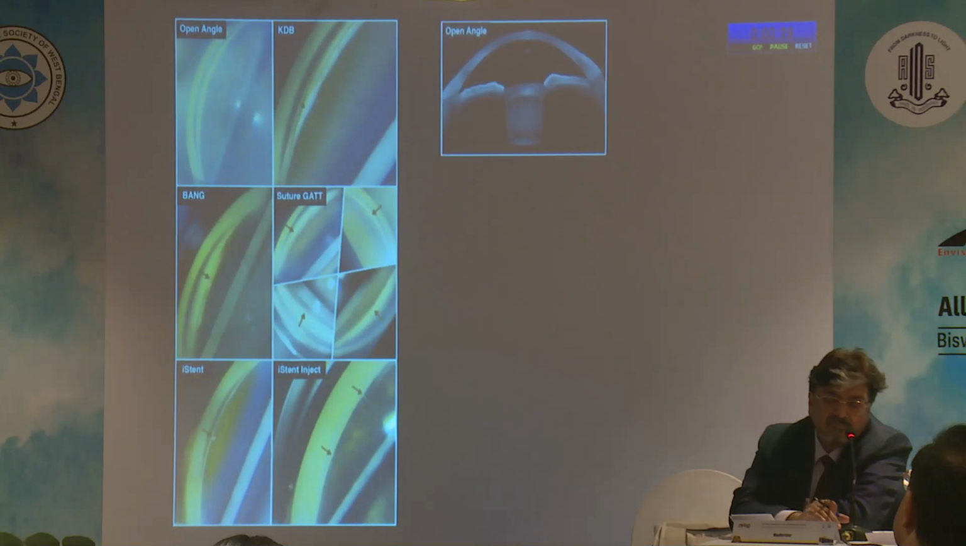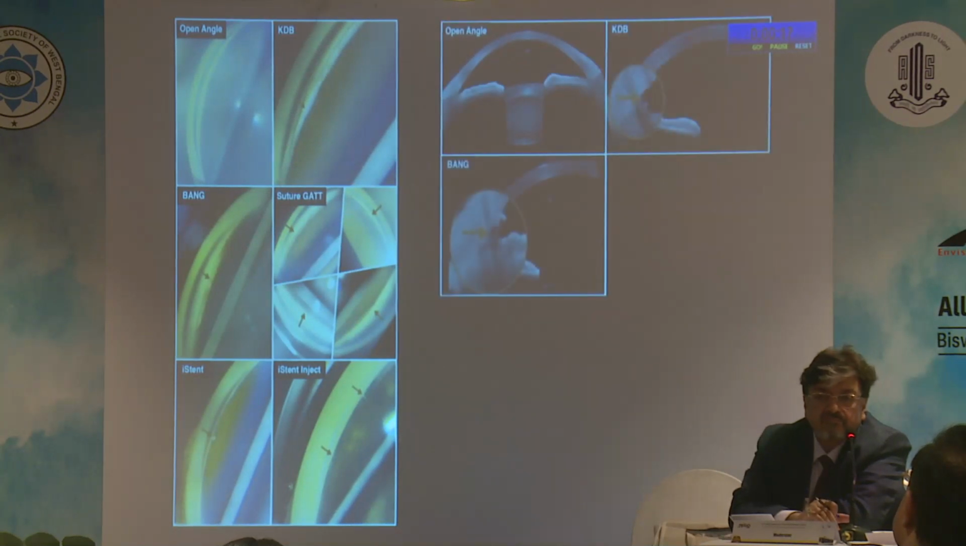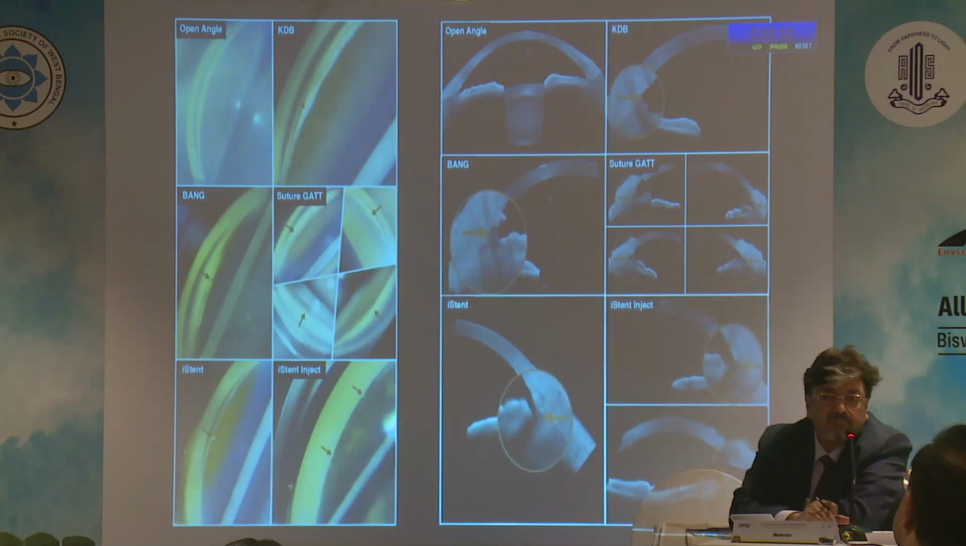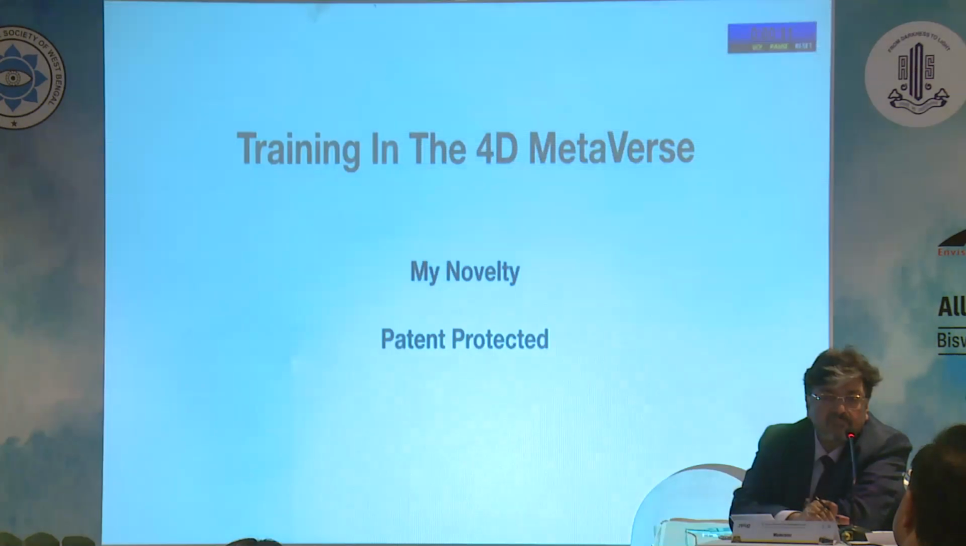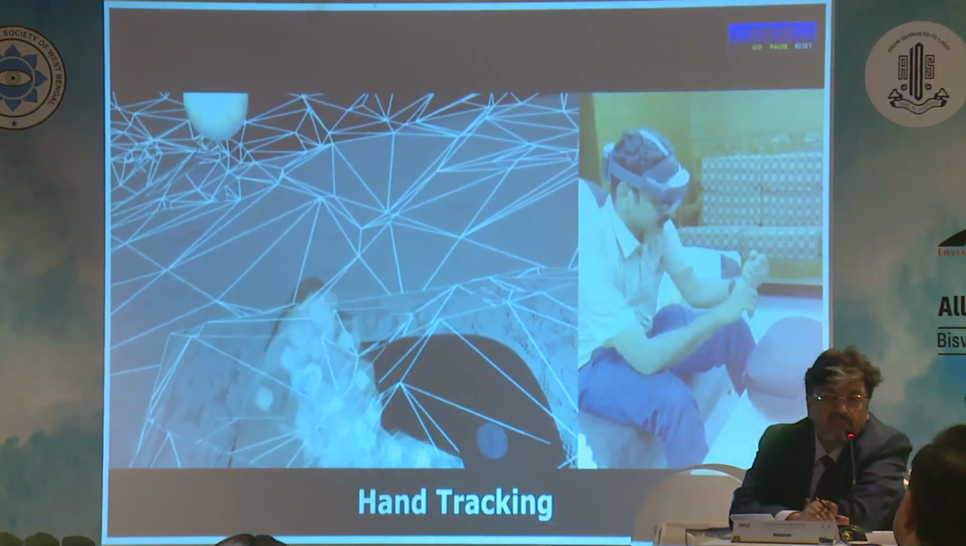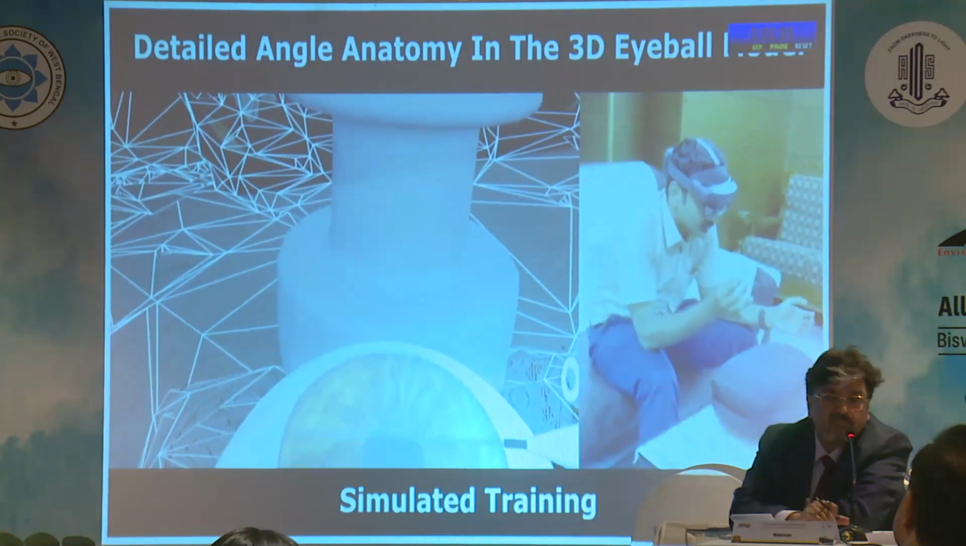Here we can see the post-op gonioscopic view along with its anterior counterpart. Each anterior scan has its own unique features. Finally, we have created a holographic MIGS metaverse simulator with detailed angle structures, where neophytes can train themselves.